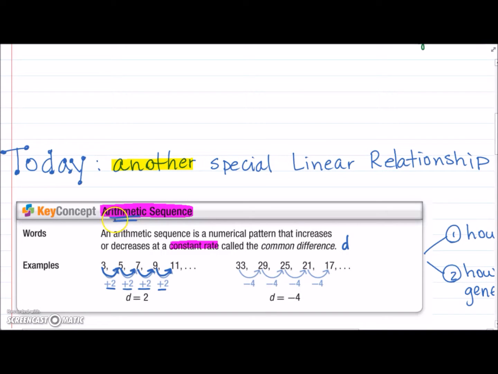So arithmetic, if you think about that word, early on, the very, very beginning of your arithmetic days, the first things you learned were adding and subtracting. And so that is what's involved in an arithmetic sequence. You're either adding the same thing to get each term, or you're subtracting the same thing to get each term.